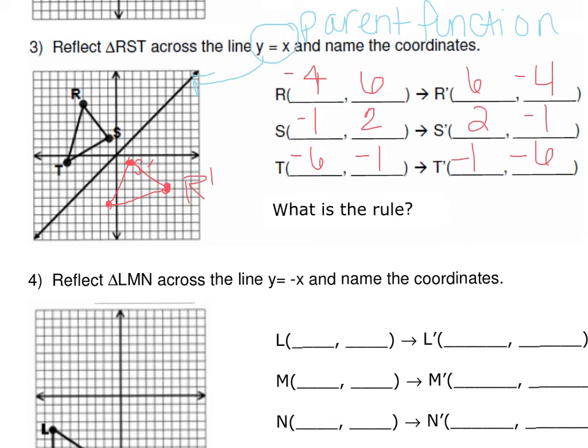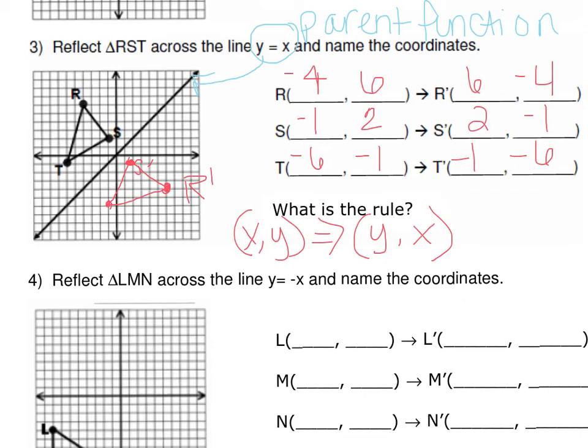What has happened is the x and y have just flipped. So the rule for reflecting over y equals x, the parent function, again, remember, these rules are your job to memorize, is that your original x, y is going to change so that the y becomes the x and the x becomes the y.